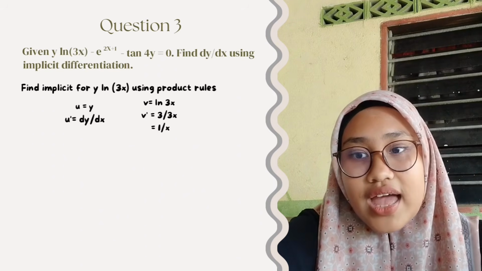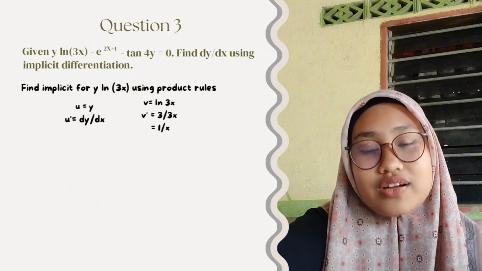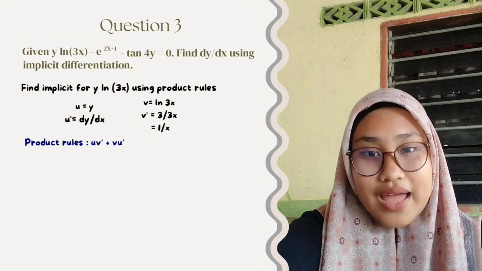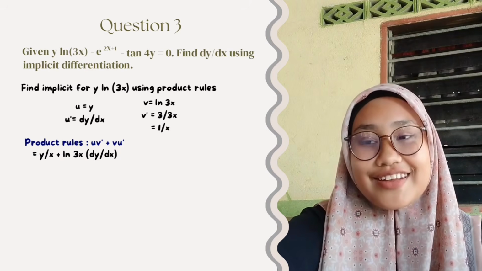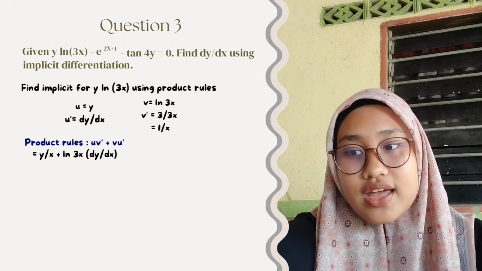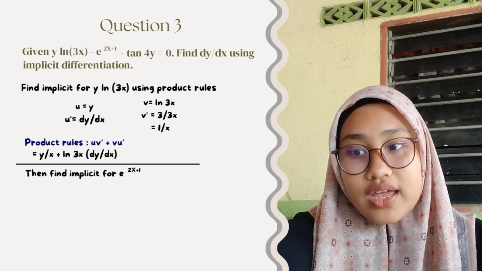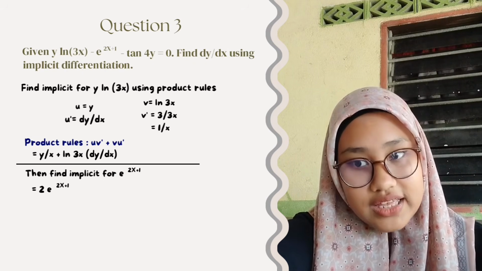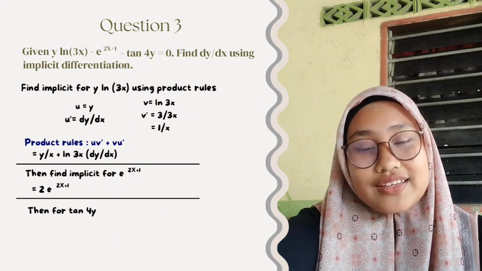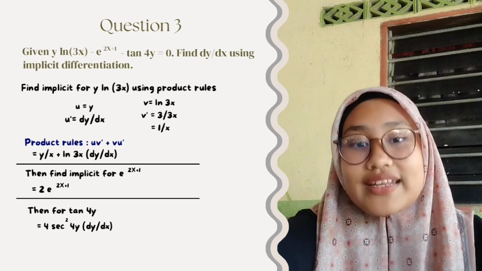with respect to x, and v prime equals 3 over 3x, which equals 1 over x. Since the product rule is uv prime plus vu prime, the derivative is y over x plus ln 3x dy/dx. Now, for e to the power of 2x plus 1, we get 2e to the power of 2x plus 1. For tan 4y, the derivative is 4 secant squared 4y times dy/dx.